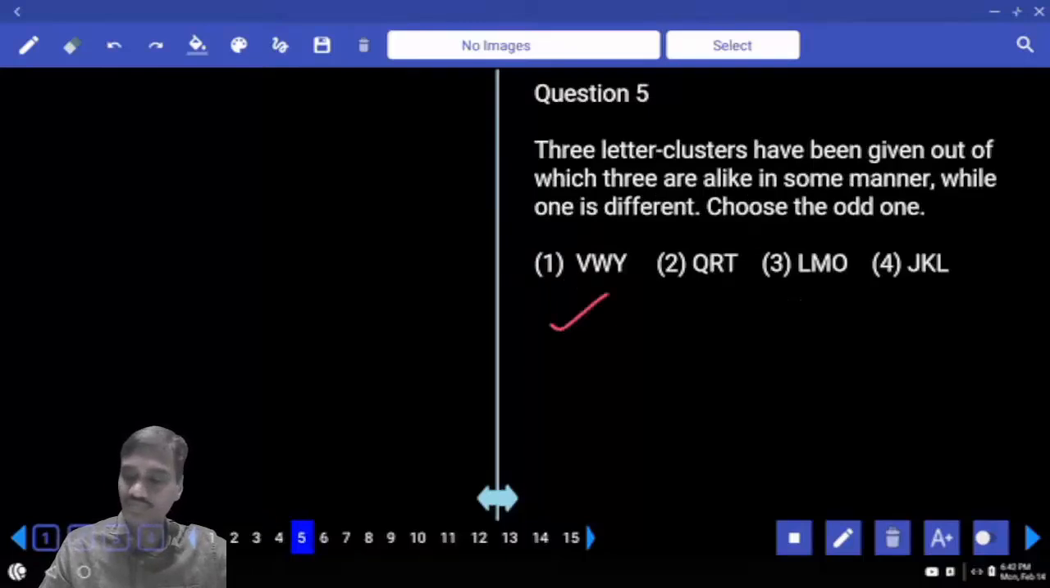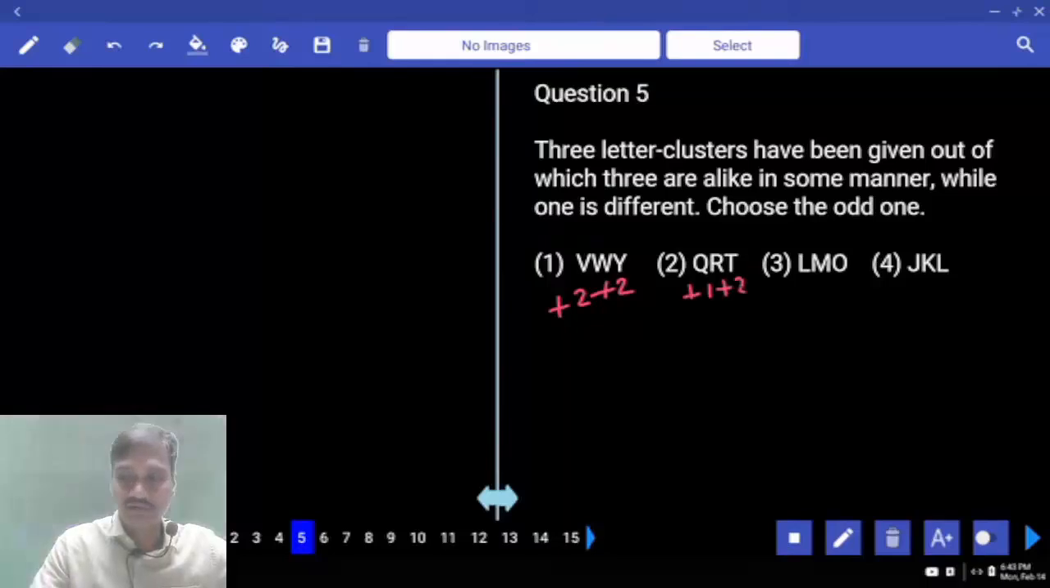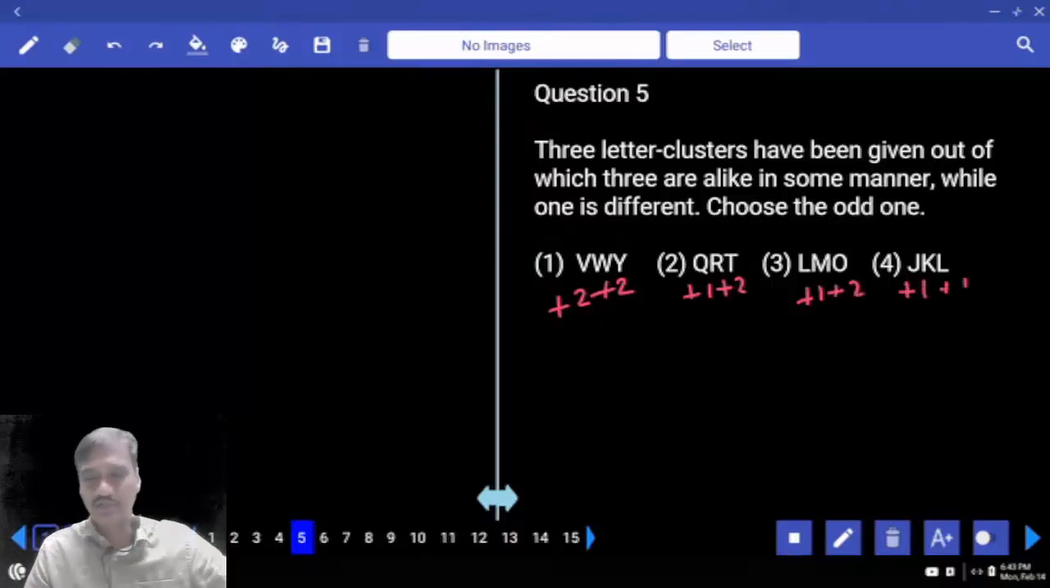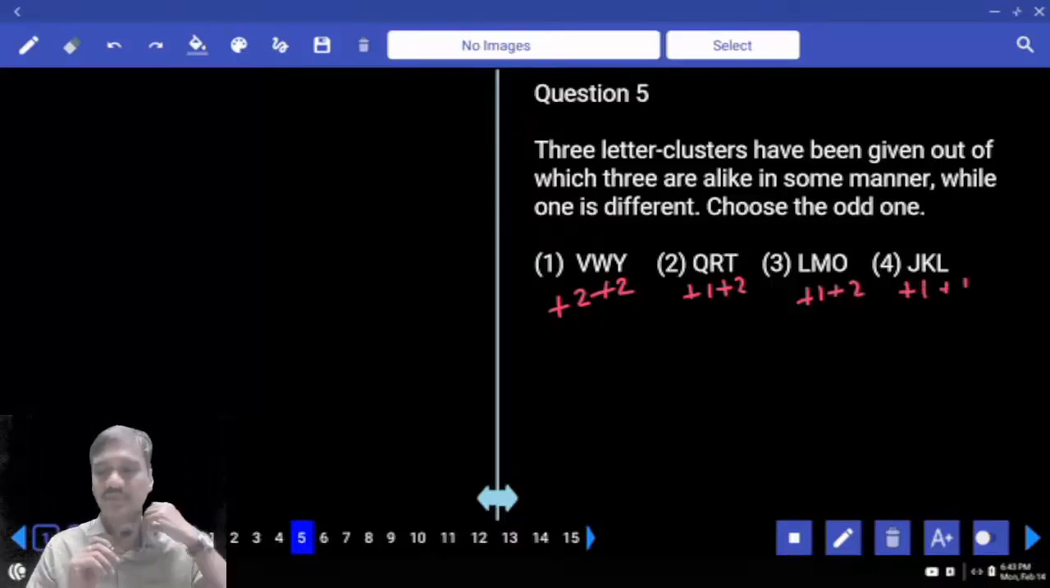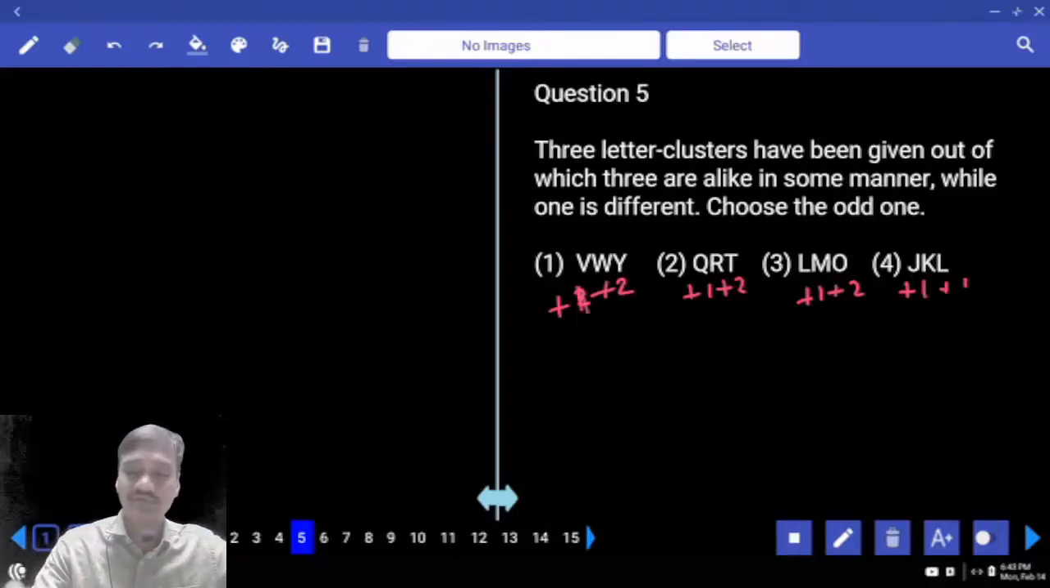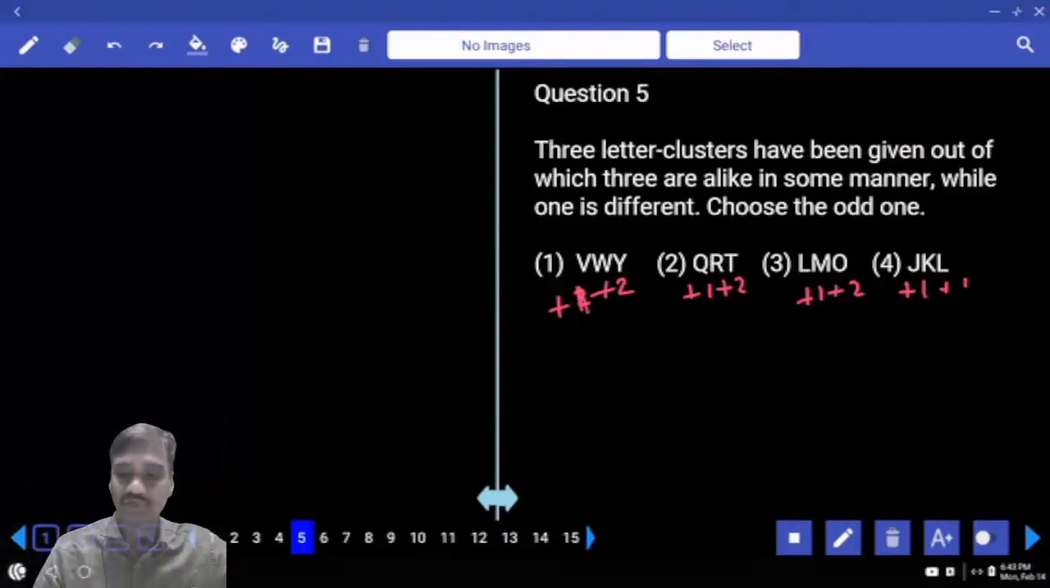Then coming to question number 5, V, W and Y. What is the difference between V and W? Plus 2. W and Y plus 2, Q and R plus 1, R and T plus 2, L and M plus 1, and here the difference is plus 2, and J plus 1 plus 1, JKL. Now in this one, what is the order we have? Choice 1, V, W, X, Y. Now the difference is how much? Plus 1.